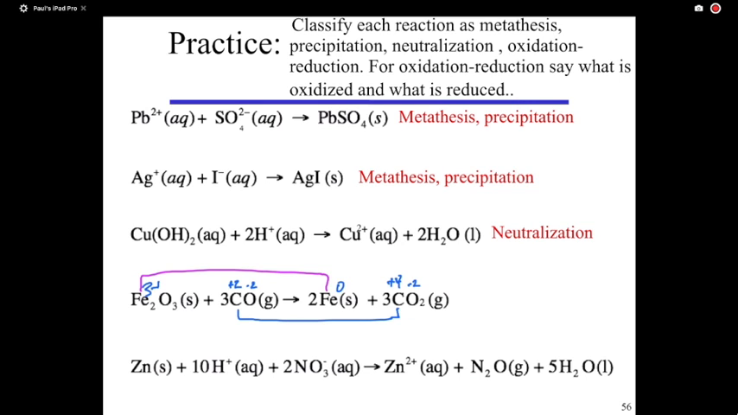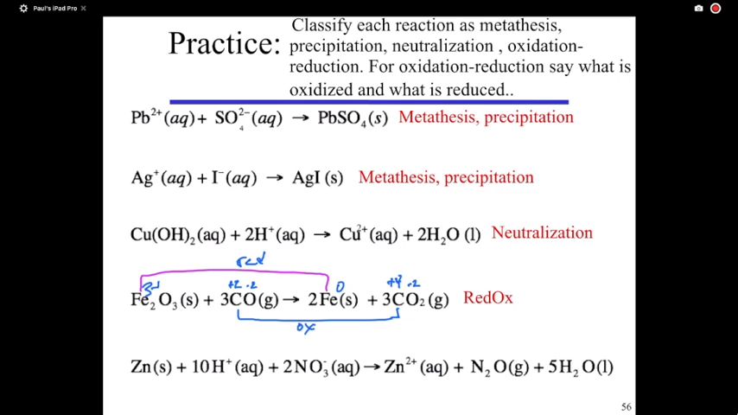And so what you can see is one of them gained electrons. One of them lost electrons. The one that gains electrons is reduced. The one that loses electrons is oxidized. So this is a redox.